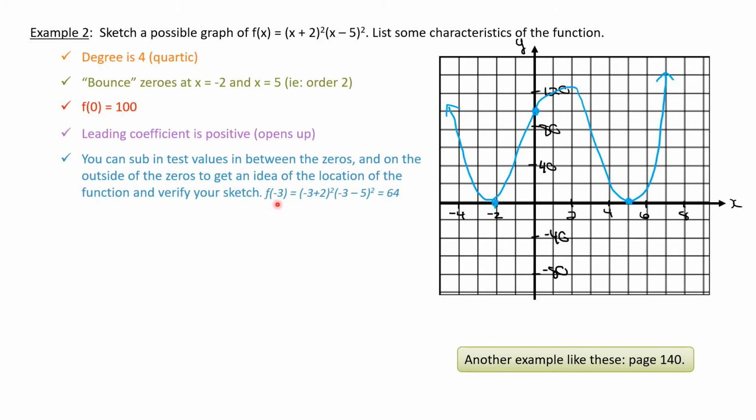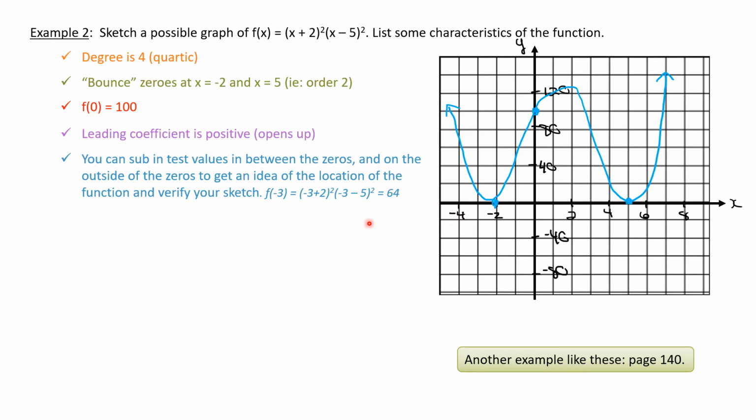So I picked f at -3. So f at -3 is on the outside of this 0. I just want to make sure I'm in the right space. So f at -3 I got to be a 64. So I didn't put that in the right. I should have curved this up a lot higher, but that's okay. What's important is that this is a positive 64. If I would have got a negative 64, then I'm making a mistake because I'm not in the right quadrant.